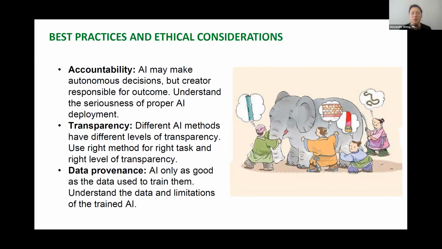So understanding the seriousness of proper AI deployment becomes important, because at the end of the day, when a clinical decision is being made, that could be life critical, right? You can't just say it is the AI's fault, right? Transparency, as I mentioned, is a very important part of best practices and ethical considerations. Different AI methods have different levels of transparency. So really understanding the right method for the right task at the right level of transparency becomes very important, be it for EHR, EMR data, medical imaging data, and so on.